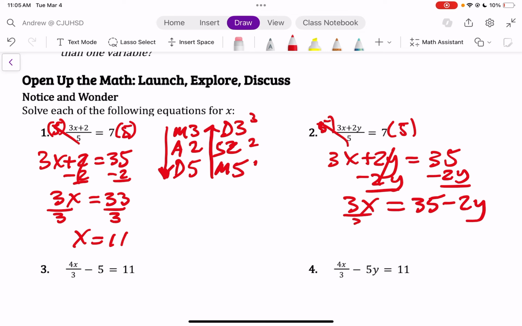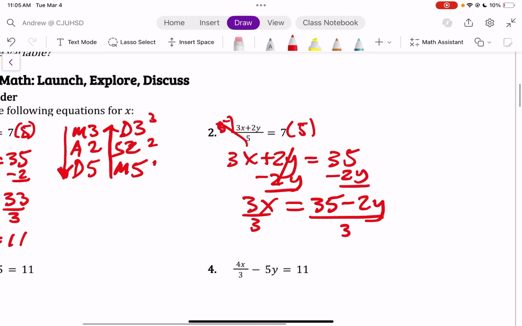We'll divide by 3, both sides. Long division bar because we need to divide the entire side by 3. And there we go. That's what x is equal to. It's a formula. It's not a number.